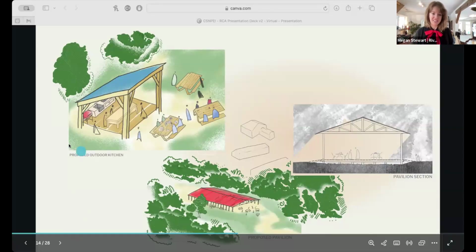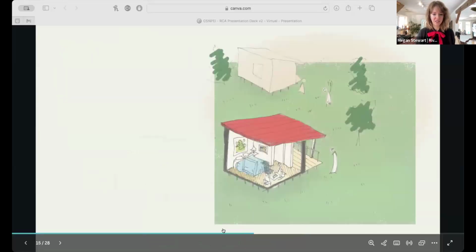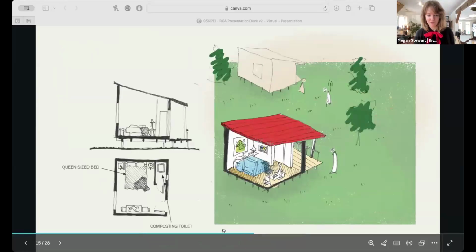This also depicts an outdoor kitchen, which we imagine would be a space where participants and team members would be able to gather for shared meals as we are building our productions. This is a concept drawing for a cabin, which could be used for artist housing as well as for artist residencies in our off season.